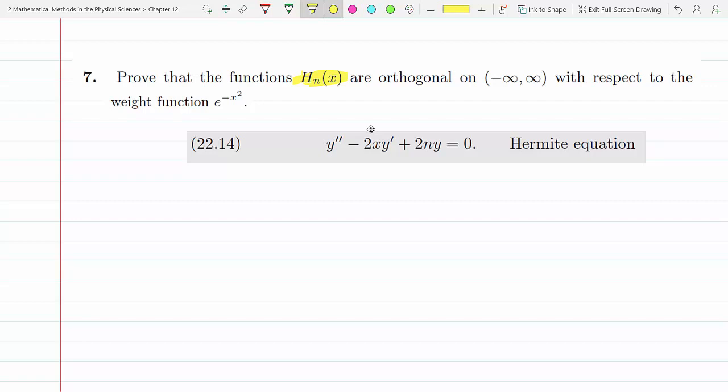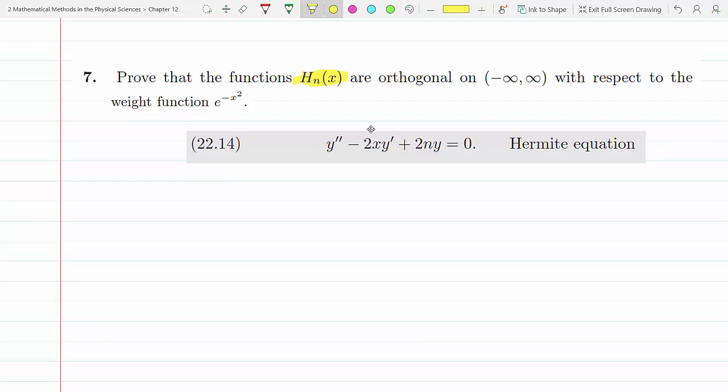They're orthogonal in general, and now I'm going to prove in this question that they are orthogonal with respect to the weight function e to the minus x squared. The way I'm going to do this, first I'm going to rewrite this differential equation.